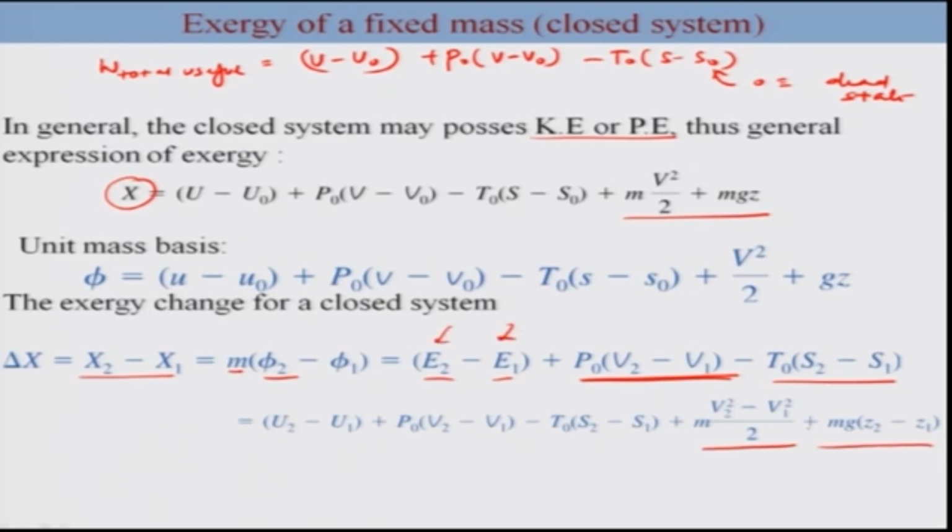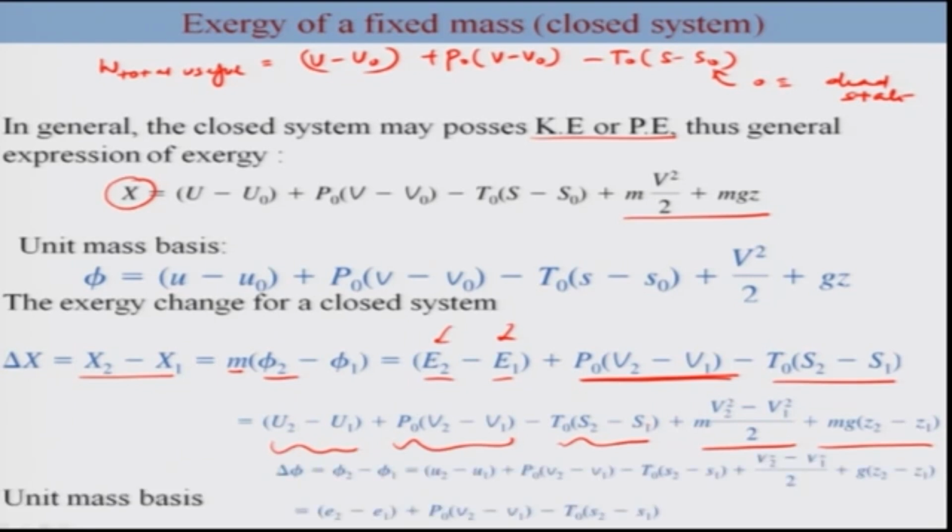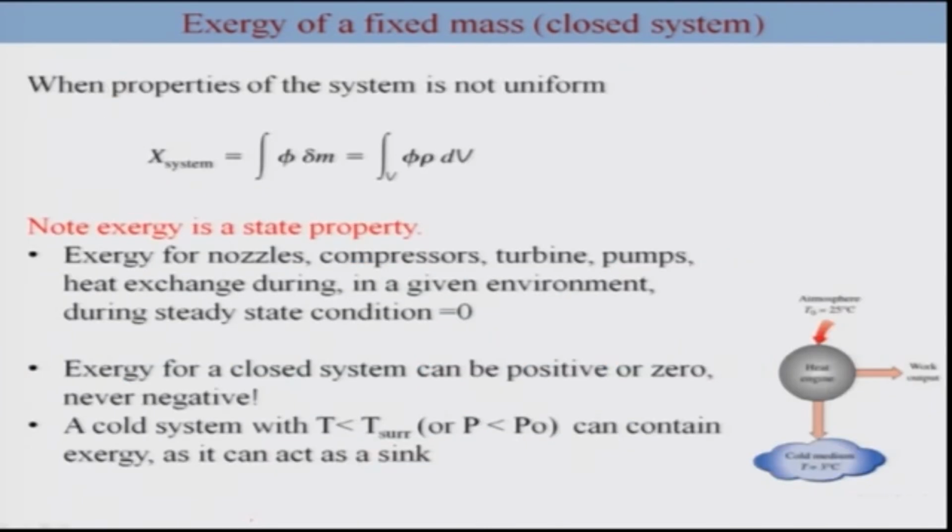Okay. And thus your Exergy change for a closed system can be written as simply the change in the internal energy, plus P0 multiplied by the change in the volume, minus T0 multiplied by the change in the entropy, plus the kinetic energy difference and the potential energy difference. Now, this becomes the Exergy change of a closed system. You can rewrite this expression on a unit mass basis as described in this form. In case the system is not uniform, one can also calculate Exergy, as Exergy is a state property.